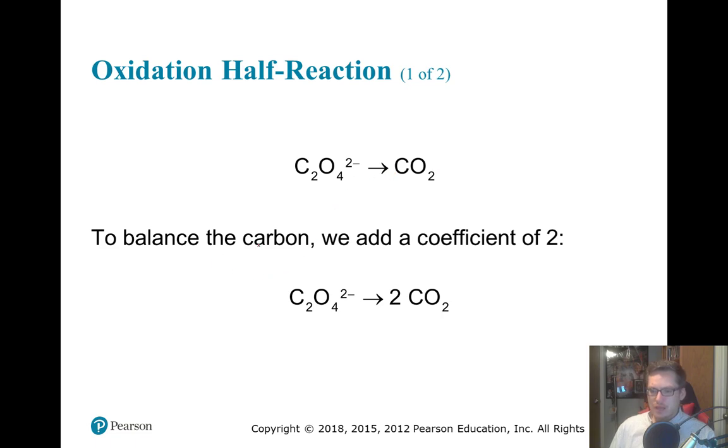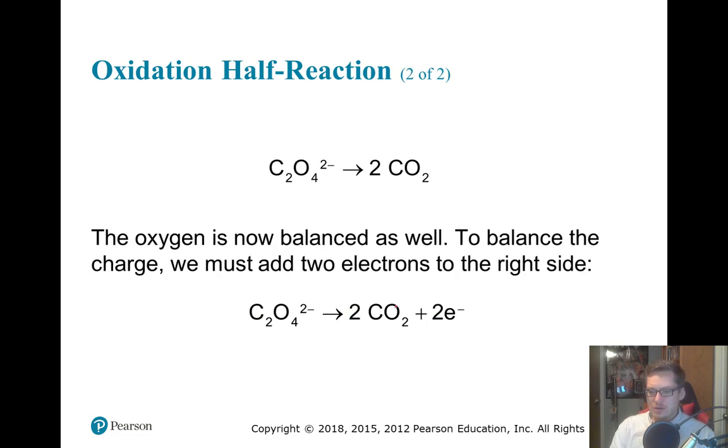So in order to balance it, remember, the first step is we're going to balance everything that's not an oxygen or hydrogen. Carbon is not oxygen or hydrogen. So there's two carbons on this side, one on this side, so we're going to add a 2 right there. Now you can see that the oxygens are already balanced, so we don't have to do anything to that.